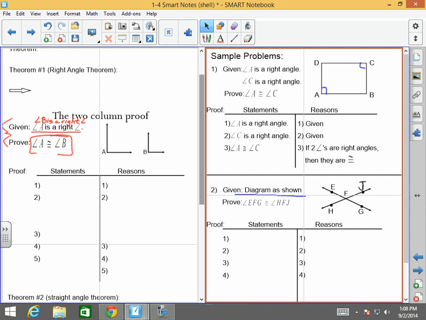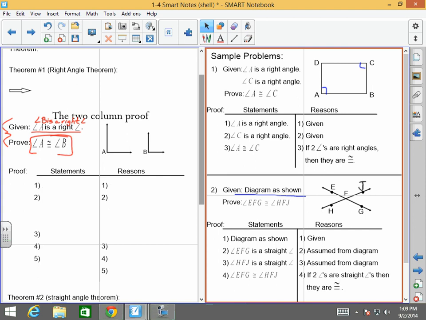And then for number 2, same concept. We're going to prove this using a new theorem that we learned. Diagram is shown. Okay, that's given. What can we tell from this diagram? Angle EFG is a straight angle because I can assume that. It's legal, mathematically speaking. Number 3, HFJ is a straight angle. That's assumed. Wait a second, I don't have to define now that their measures are both 180. Why? Because we learned a theorem, and the theorem states that if 2 angles are straight angles, they're congruent.